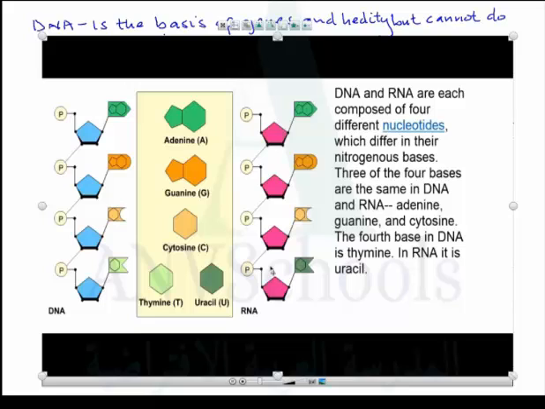DNA and RNA are each composed of 4 different nucleotides which differ in the nitrogenous bases. 3 of the 4 bases are the same in DNA and RNA. We are not going into these details. We will be seeing them in the next unit. For now, we will stop here, and in the next lesson, we will be looking at something else.